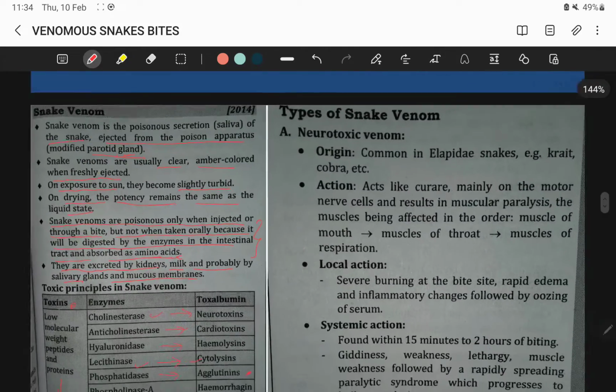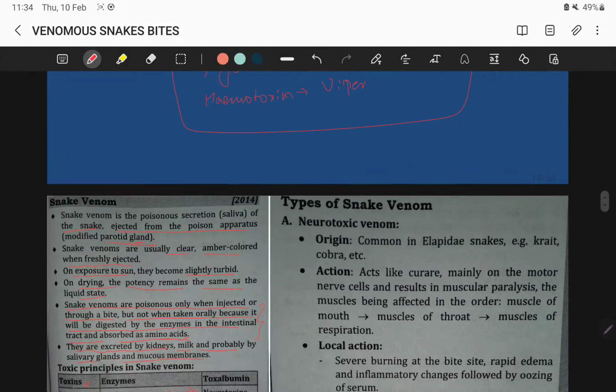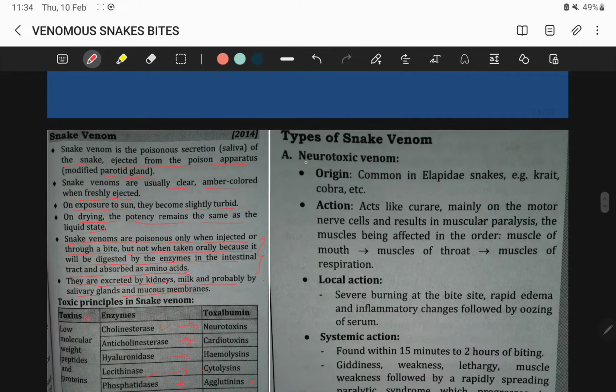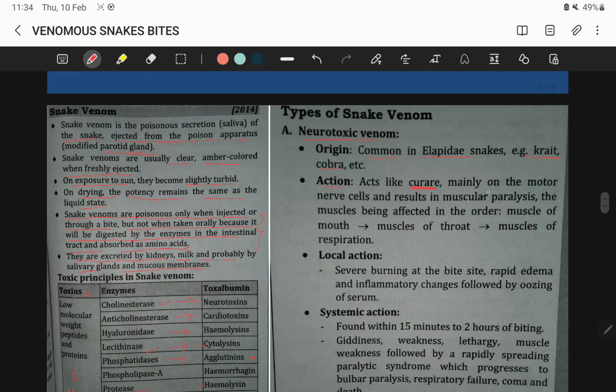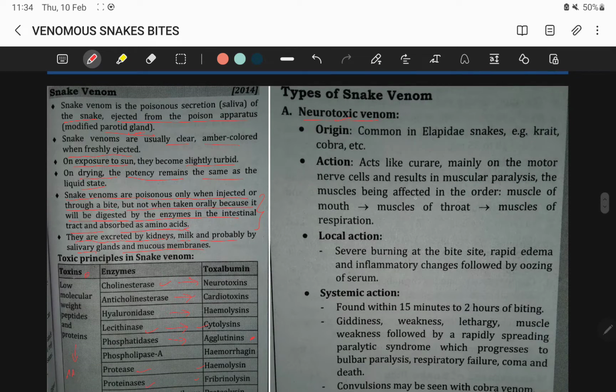Types of snake venom: we already discussed neurotoxic, myotoxic, and hemotoxic, right? So let's start with neurotoxic. It is common in Elapidae, that is krait and cobra. Its action is like curare, we will read about that also. It acts on the motor nerve cells and results in muscular paralysis. The muscles are affected in this order: first the muscles of the mouth, then the throat, and then respiration.